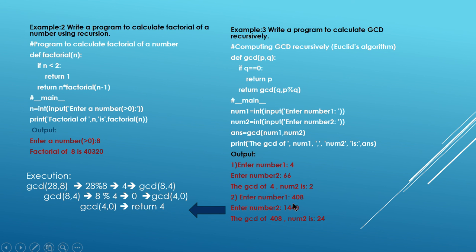So here it is, 408 and then 440. The GCD of these two numbers is 24, right? So this is your GCD algorithm, Euclid's algorithm, right?